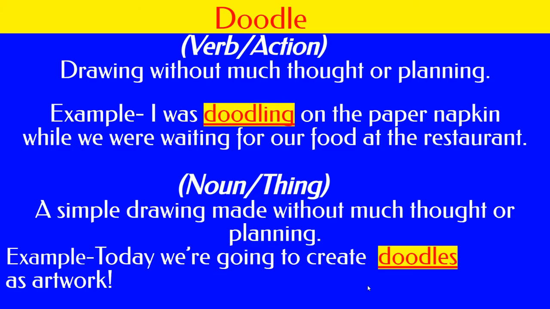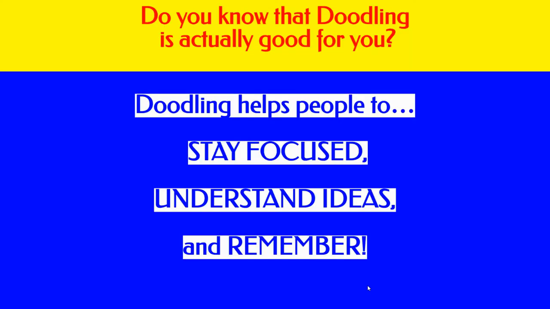So the word doodle is our vocabulary word. Doodle can be a verb or action, drawing without much thought or planning. For example, I was doodling on the paper napkin while we were waiting for our food at the restaurant. A doodle can also be a noun or a thing. It's a simple drawing made without much thought or planning. For example, today we're going to create doodles as artwork.